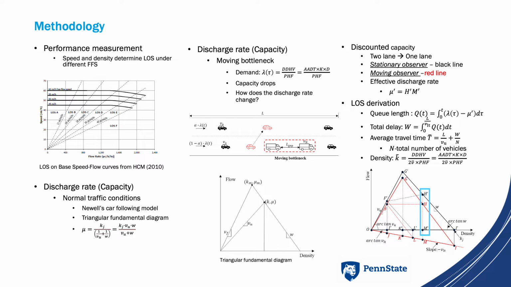As the ATMA vehicles enter this segment, how does the discharge rate change? It becomes a moving bottleneck from a moving observer's view, with the same speed as the ATMA vehicles. The 2 lanes will drop to 1 lane. In this figure, this black triangle is from a stationary observer's view, and this red one is from a moving observer's view. What we need to derive is the mu prime, which is the effective discharge rate. After that, we can calculate the Q, delay, and density. Thus, we derive the level of service.